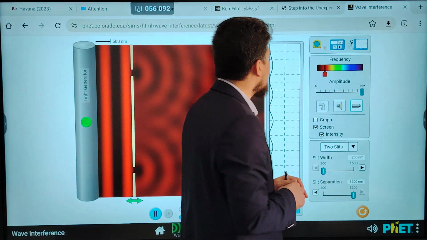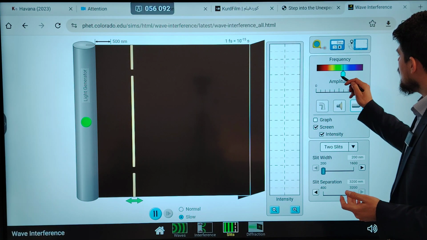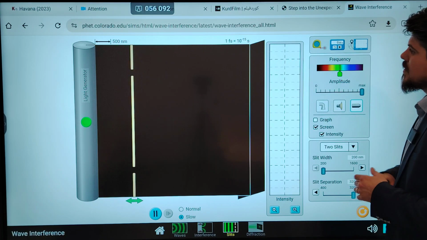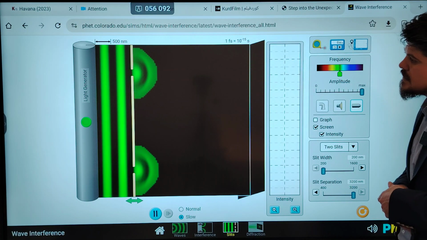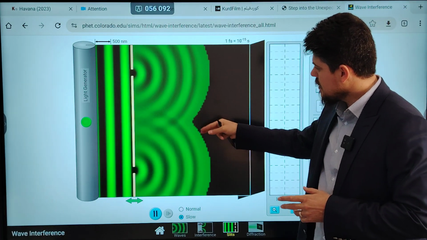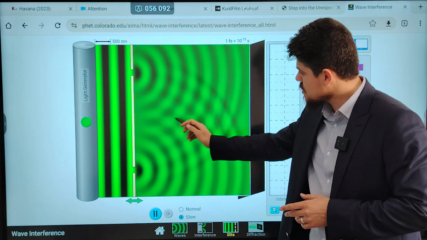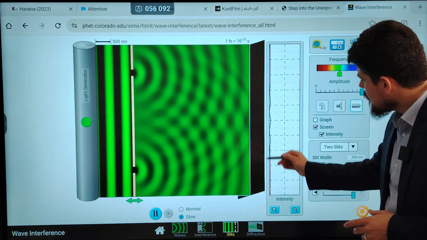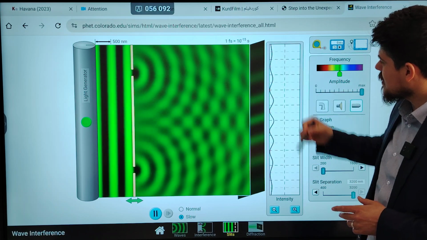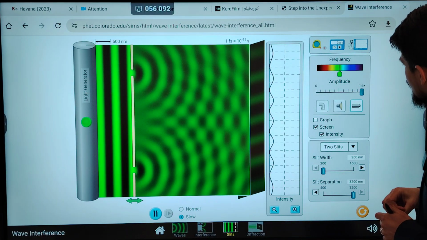Okay, so you can do it with different colors. Now let's do it with the green. Look, they interfere here, and look, you can see the dark portion here. Look, bright, dark, bright, dark, bright, dark. This one is clearer than the red.